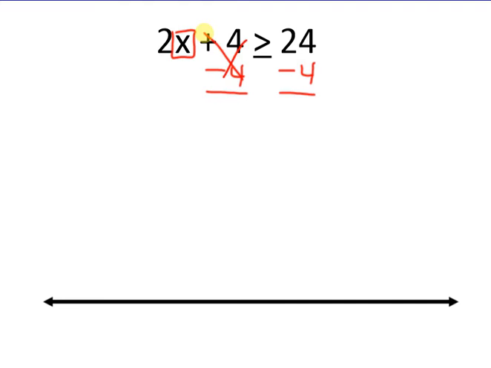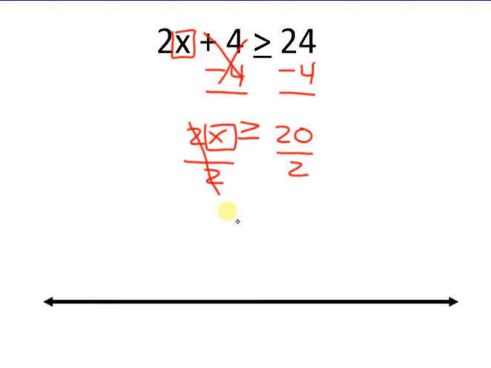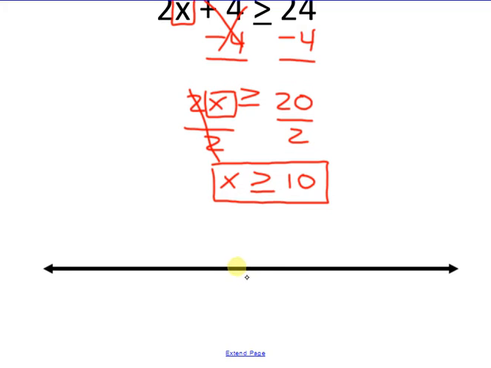So these cancel. 2x is greater than or equal to 24 minus 4, which is 20. Now, box the variable again. We're going to divide by 2, divide by 2. These cancel. X is greater than or equal to 20 divided by 2, which is 10. And that is all there is to it.